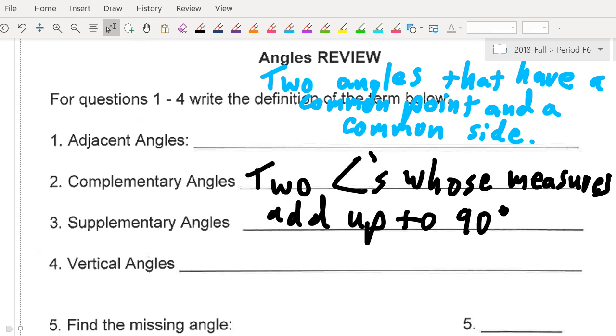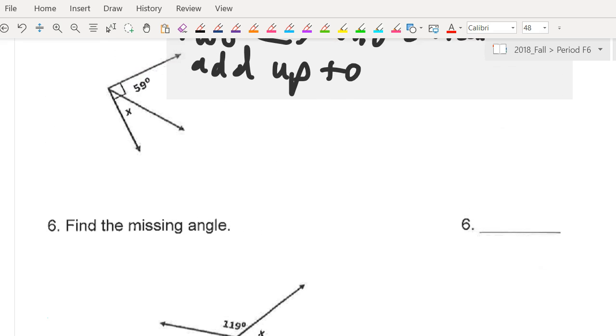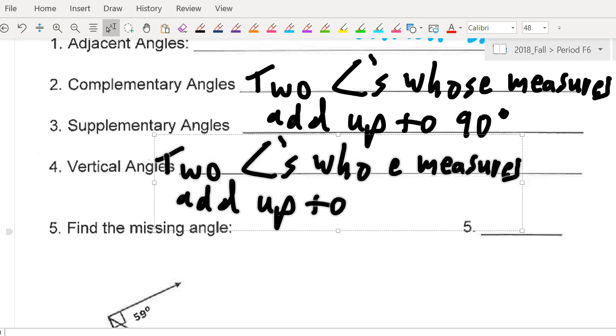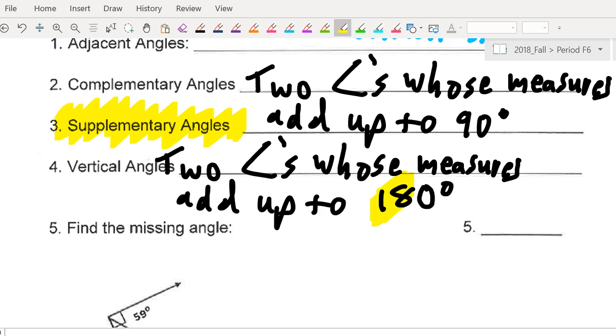Correct. So let's see. Two angles whose measures add up to 180. What is that called? Supplementary. Now, what does that look like? What does 180 look like? Like a straight line. And 90 looks like what? Like this.